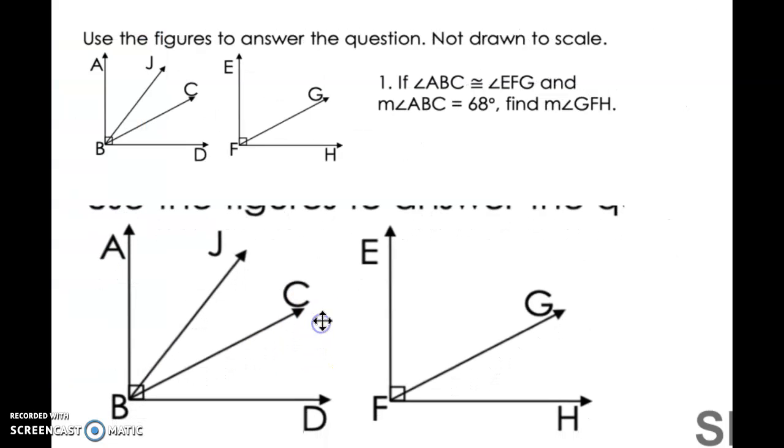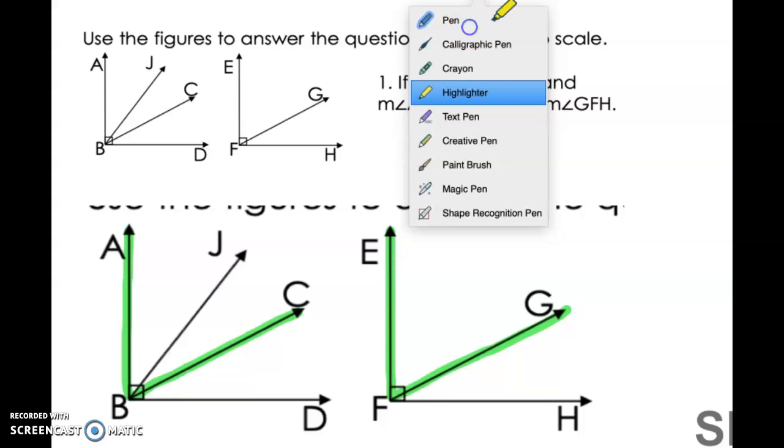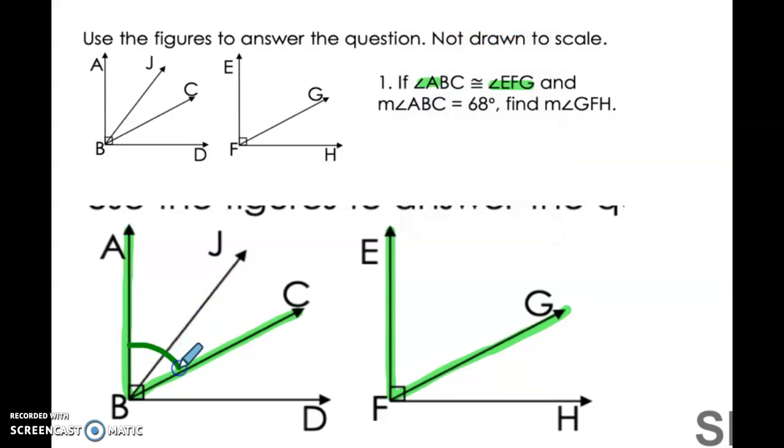So number 1 says if angle ABC is congruent to angle EFG. First let's find those angles and mark them on our picture. So we're going to find those. I highlighted them both in green, and let's put one congruence marker on both of them. And the measure of angle ABC is 68 degrees, which means the measure of angle EFG would be how many degrees? Good, 68.